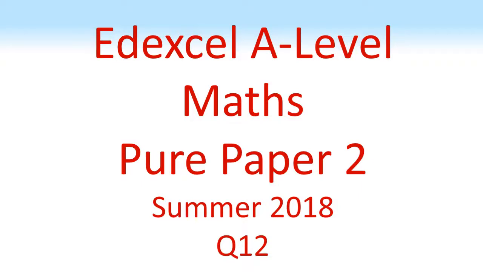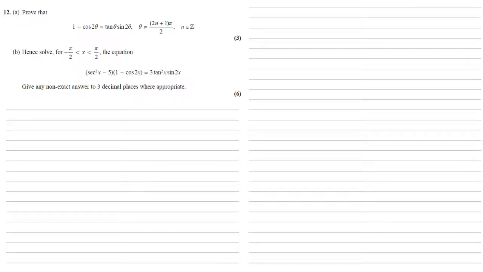Edexcel A-Level Maths, Pure Paper 2, Summer 2018, Question 12. We want to show that 1 minus cos 2 theta is identical to tan theta sine 2 theta. So I'm going to start with the right hand side, which equals tan theta sine 2 theta.